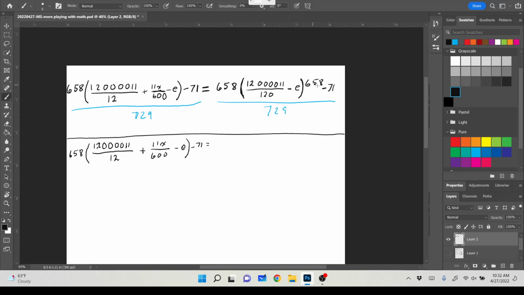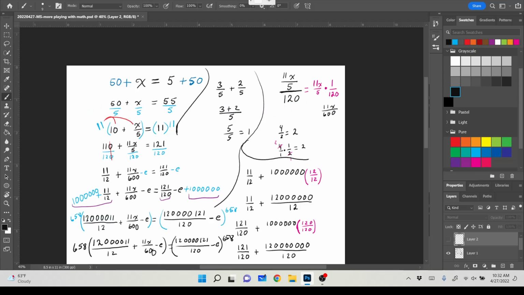Why is this 658 right here? Should that be there? Because I multiplied by 658. Oh, you did, but then this one shouldn't be here, because you multiplied it when it was at this point, right? Let's go back and look. I can't see the mouse, so I don't know.